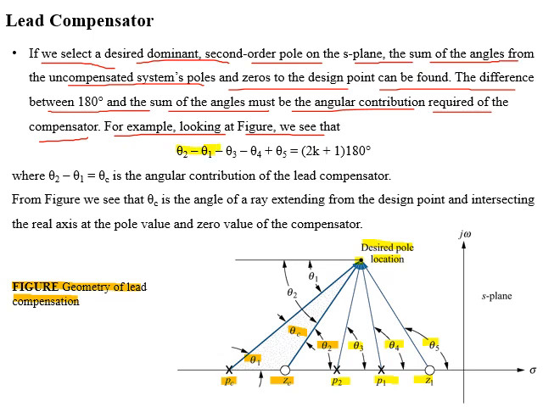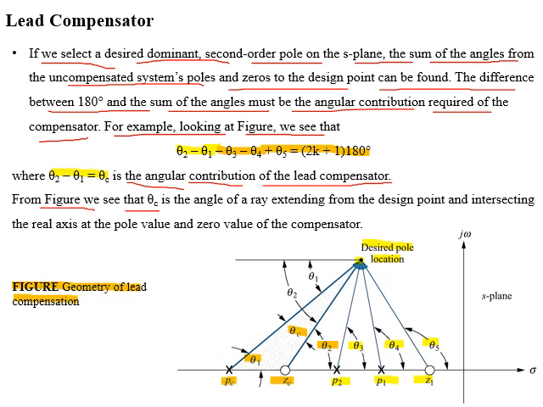Now if our desired point is a part of the root locus, then it must fulfill the angle criterion, which says that the sum of angles of zeros minus the sum of angles of poles must be equal to odd multiples of 180 degrees. Here theta 1 represents the angular contribution of the compensator pole, where theta 2 represents the angular contribution of the compensator 0. So their difference, theta 2 minus theta 1, will be equal to the angular contribution of the lead compensator.